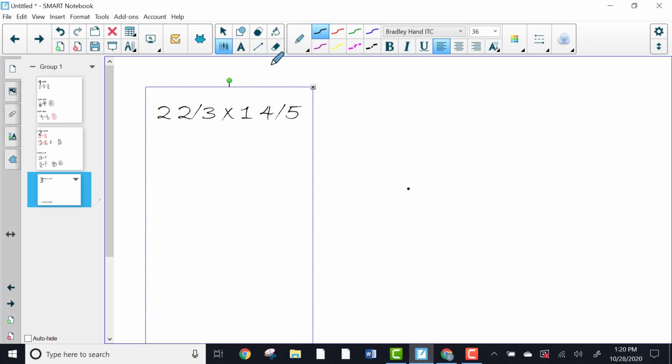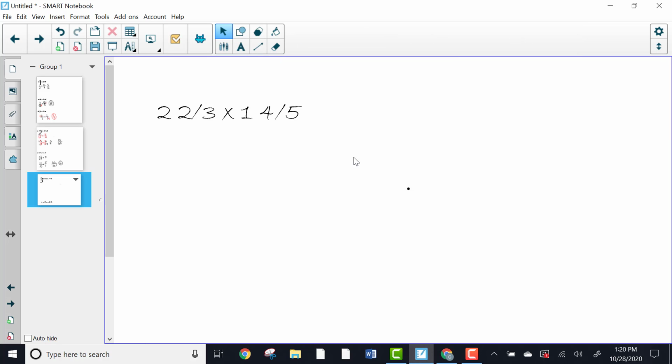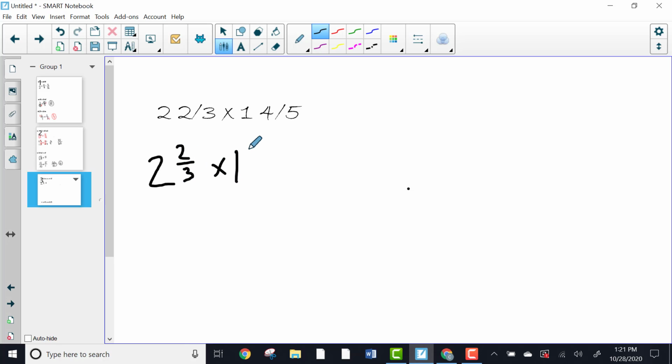Now the final problems we're going to take a look at are mixed numbers times mixed numbers, and again you need to change the mixed numbers to improper fractions. So 2 2/3 times 1 4/5.